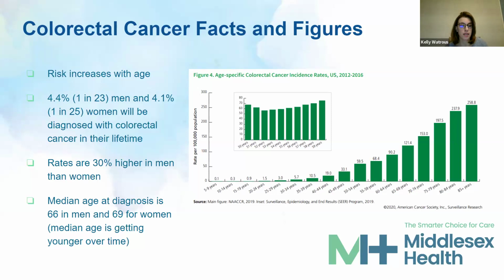Of note, the median age is definitely getting younger over time. Historically, the recommended age for screening colonoscopies in the average risk population was age 50. But in recent years, this has lowered to age 45, and it's even lower than that in high-risk groups, which we'll talk about tonight.